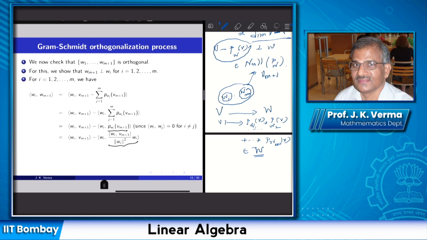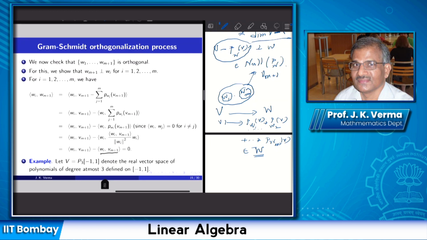This number comes out of the inner product because it is in the second coordinate. The inner product is linear in the second coordinate, so this number comes out, and I'm left with the inner product of Wi with Wi, which is equal to the square of the length of Wi. I'm left with Wi inner product with Vm plus 1, and therefore it is equal to 0.